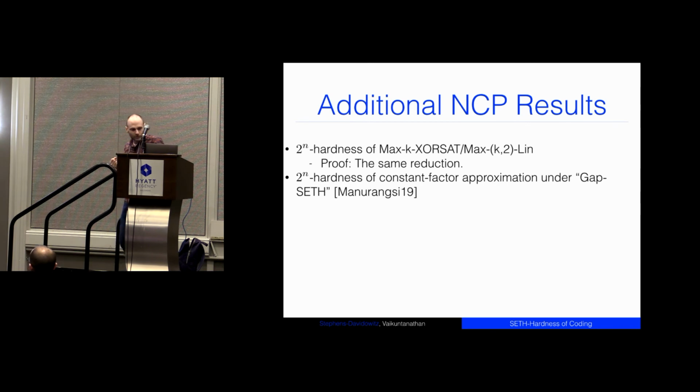We also show 2 to the n hardness of constant factor approximation under the assumption that you have a similar hardness result for kSAT. In fact, this is quite recently conjectured by Manu Rangzi in his thesis. It's a very elegant hypothesis. I won't present it. And again, the proof is the same reduction. Our reduction doesn't preserve approximation factors exactly, but maps constant to constant.